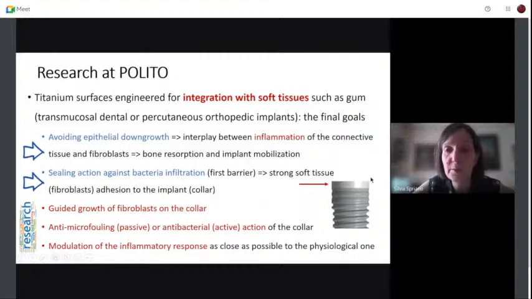The second goal concerning the collar of the dental implant is a sealing action against bacteria infiltration. The gum is the first barrier against bacteria. So we need a strong and healthy soft tissue adhesion to the implant in order to avoid bacterial infiltration. Here in red you can see some research we are working on. The first one is the guided growth of fibroblasts on the collar, or some antibacterial strategies applied to the collar, or the modulation of the inflammatory response.